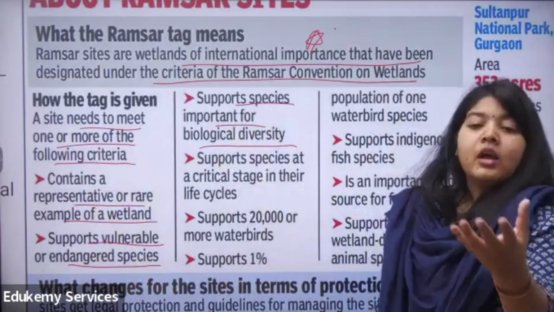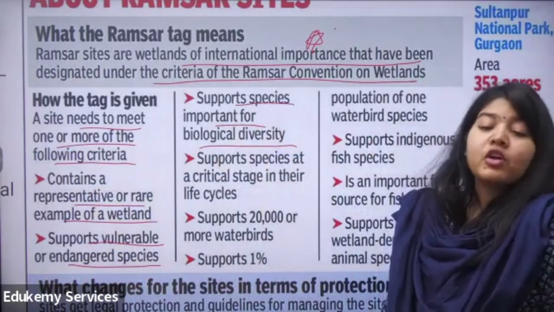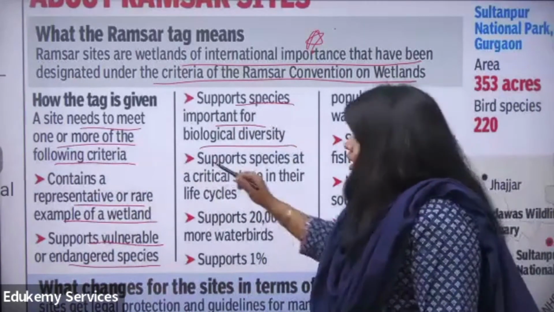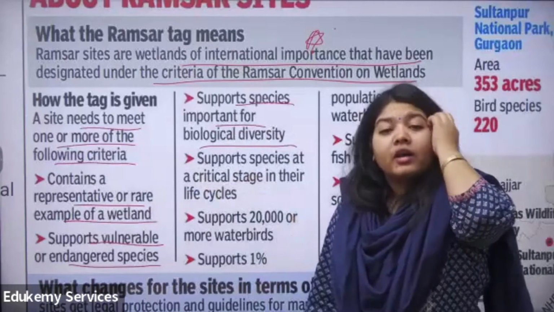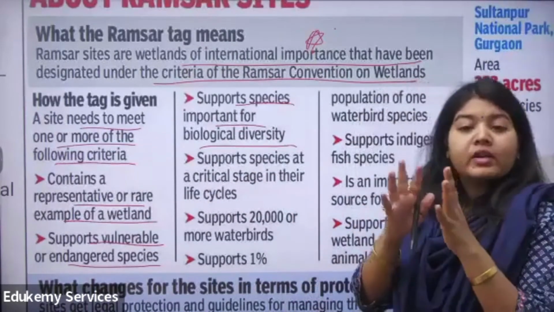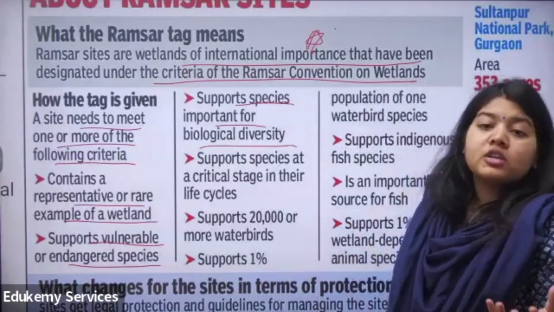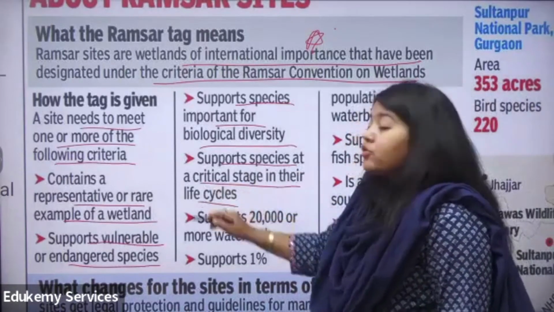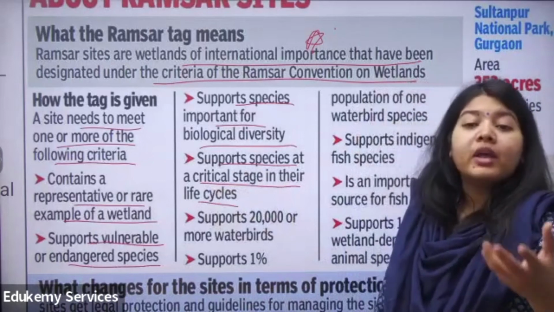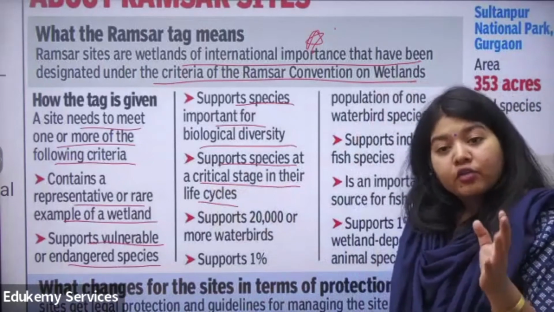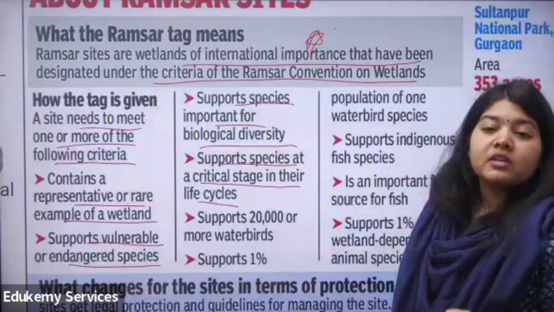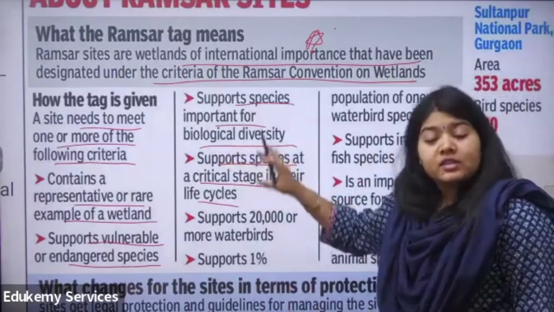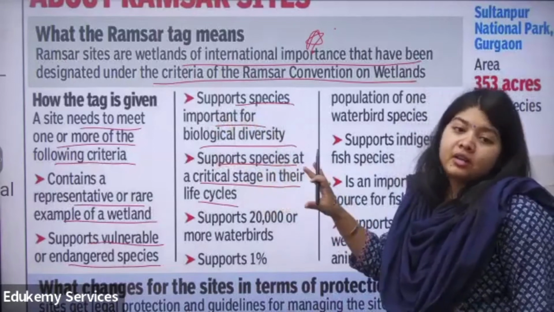For example, the mangroves of Sundarbans, the coral reefs of the Andaman region, and the upper wetlands of Ganga, which is also extremely important for biological diversity. Then it should support species at a critical stage. For example, if they are there to lay their eggs, or in the season where they have mating, etc. So at that critical stage, that wetland should support that species.